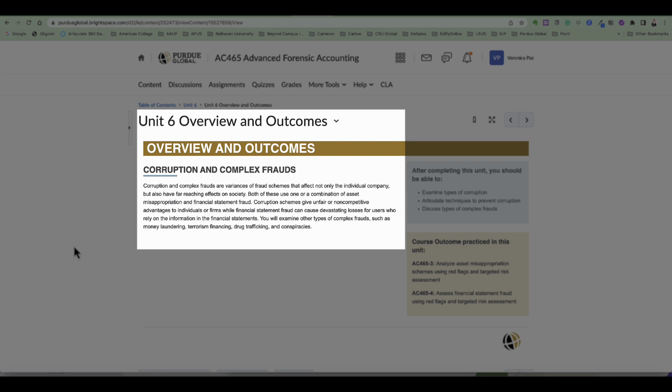In this unit, you will examine other types of complex frauds such as money laundering, terrorism financing, drug trafficking, and conspiracies.